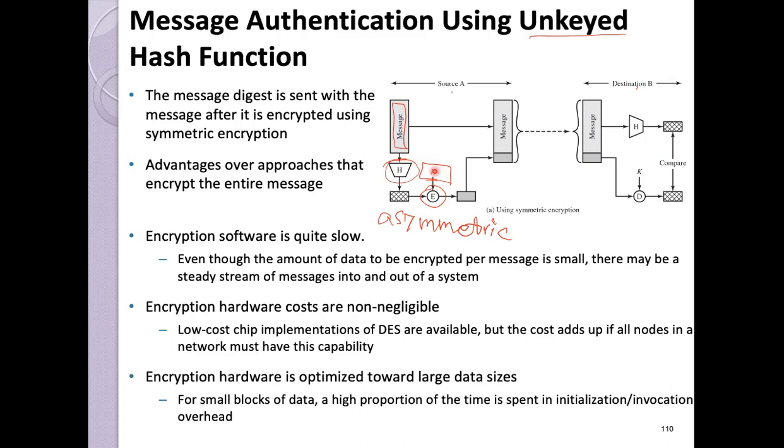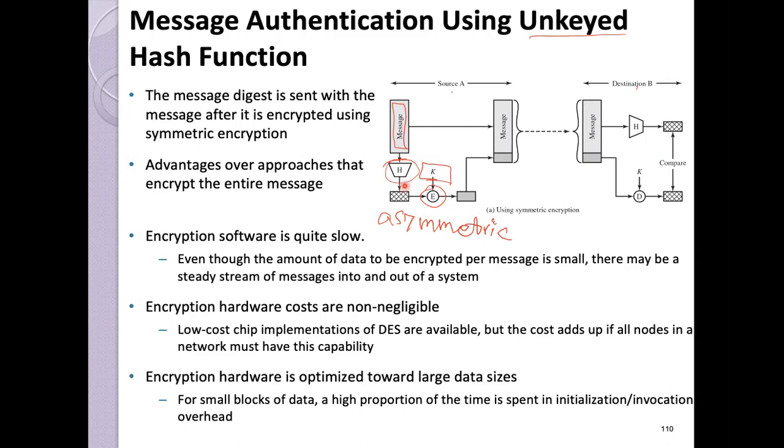So, the advantages of using this approach over encrypting the entire message are this. Sometimes, of course, we save time because encryption software is way more complicated than hash functions. So we just encrypt a small portion, which is the hash value, not the whole message. That's one thing.